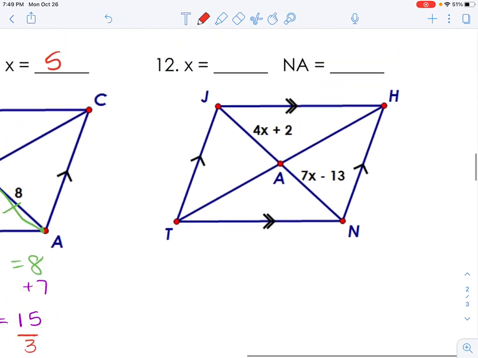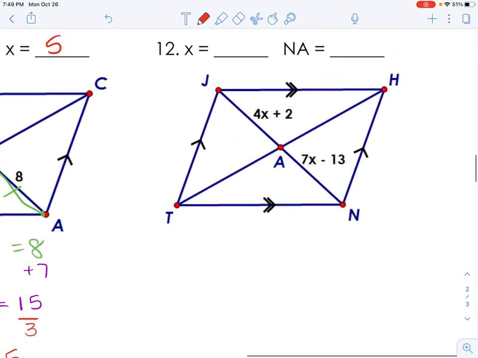Let's check out number 12. So in number 12, we first need to solve for x. I'm looking at NA, which is congruent to JA. Since they're congruent, I can set them equal. So we know JA equals AN. And I'm going to plug in what I know. So JA is 4x plus 2. And AN is 7x minus 13.